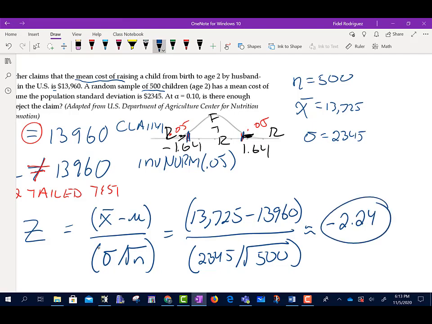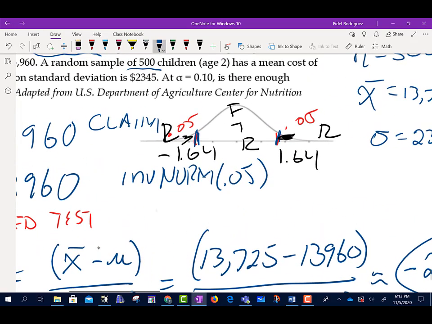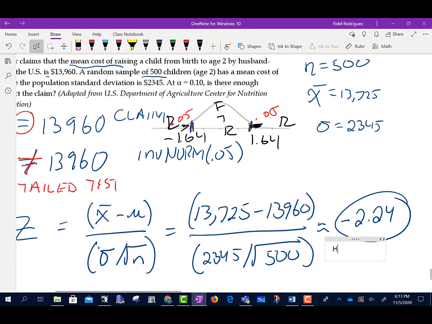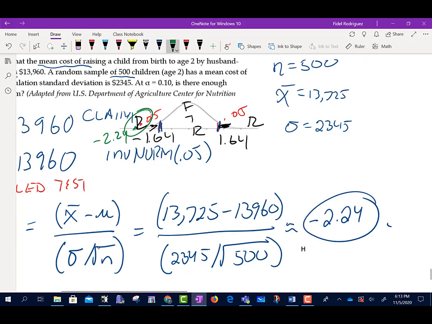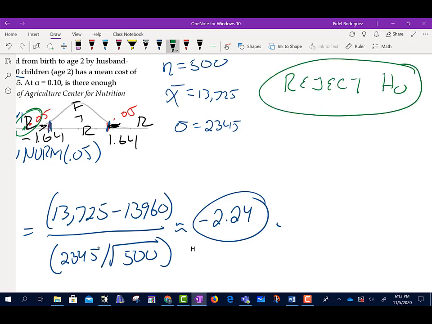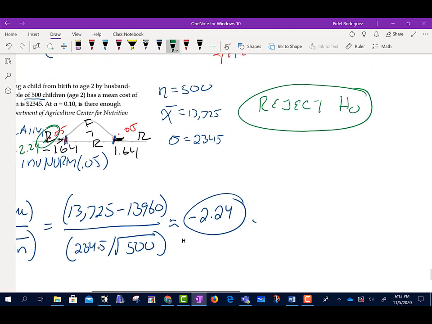So now when I come back over here and I say, okay, where would I find negative 2.24? Negative 2.24 would be somewhere over here, and that would fall in the rejection region. So what am I going to say now? We are going to reject the null hypothesis, right? So I know I'm rejecting my null hypothesis.